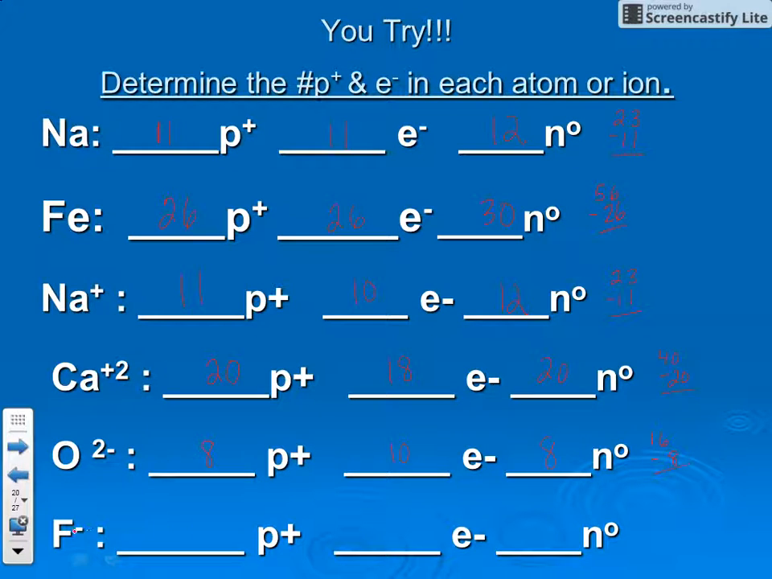Here we have the fluoride ion, F with a negative 1 charge. You should have said 9 for the protons. Since he has a negative 1 charge, it has 10 electrons because he gained 1 electron. And to get your neutrons, you're going to take 19 and subtract from that 9. 19 minus 9 leaves you with 10 neutrons.